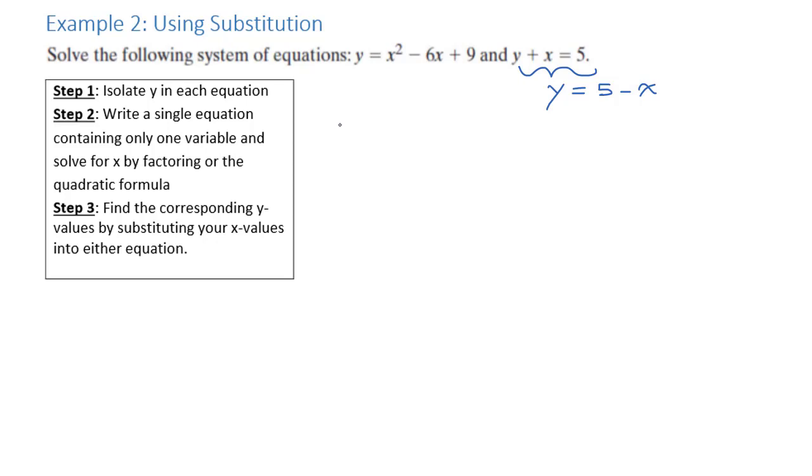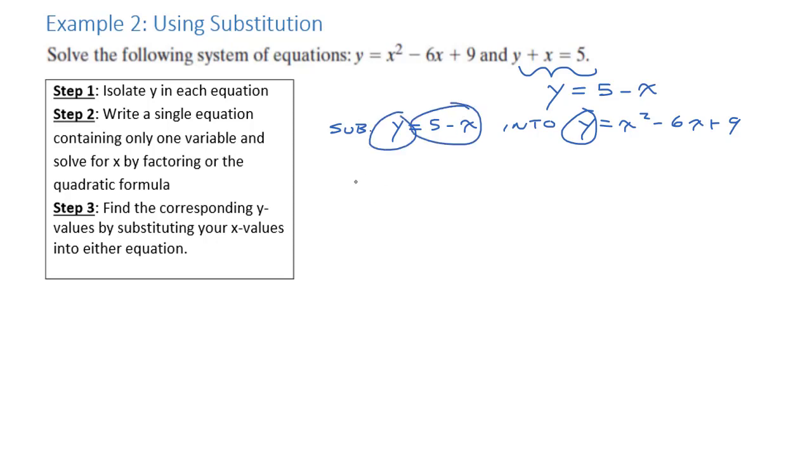All right, so let's substitute that in. We'll do substitution this time. Let's substitute y equals 5 minus x into the other equation, y equals x squared minus 6x plus 9. All I'm going to do is replace y here with what y is equal to here. And what's y equal to? 5 minus x. So here we go. 5 minus x is equal to x squared minus 6x plus 9.